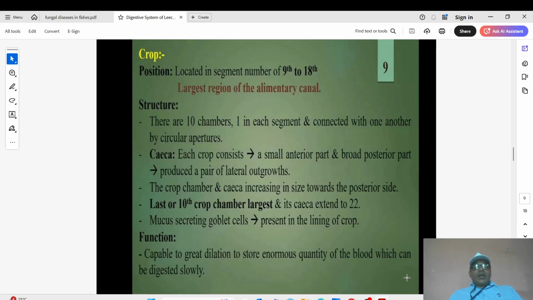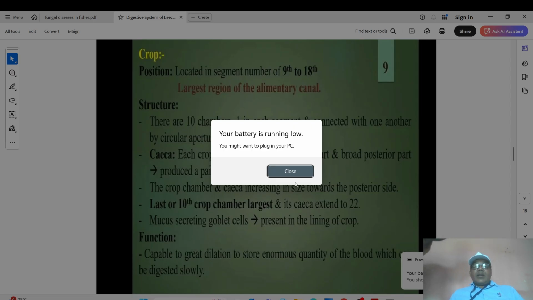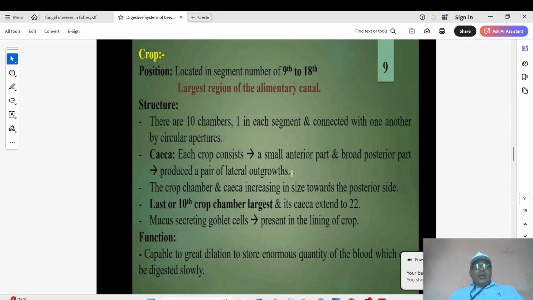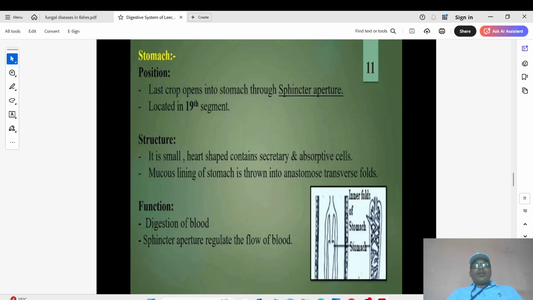Now function, it is capable of great dilution to store enormous quantity of blood which can be digested slowly. See, these are the crops and the last 10th crop.